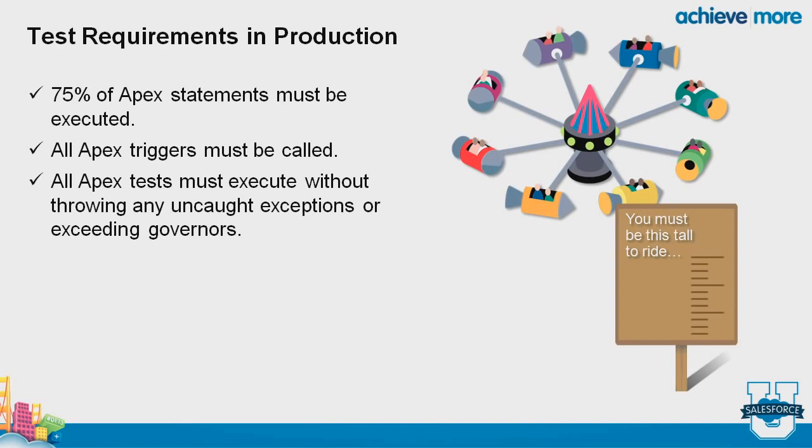The 75% is for the code that you write, which is without the managed packages, because you don't really deploy the managed package. You install the managed package in production. It's the code that you write. Good, very good question.